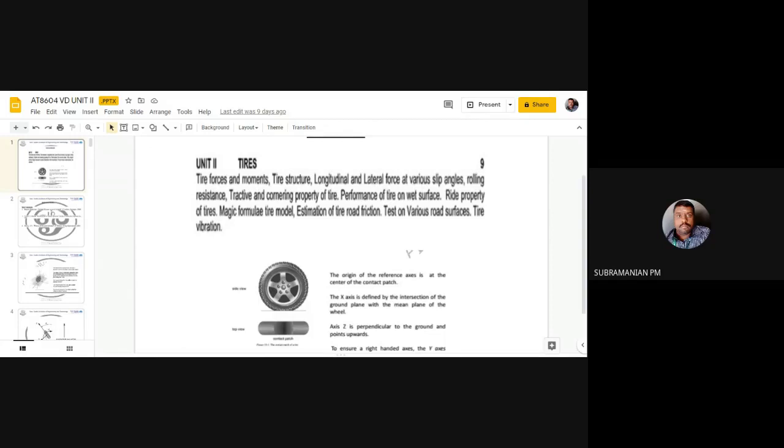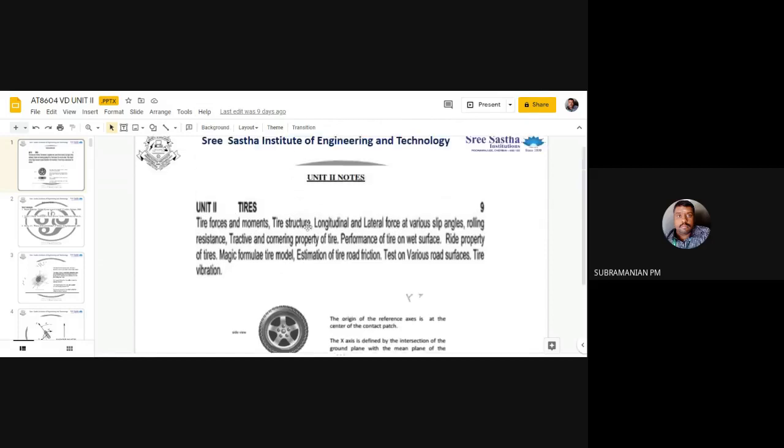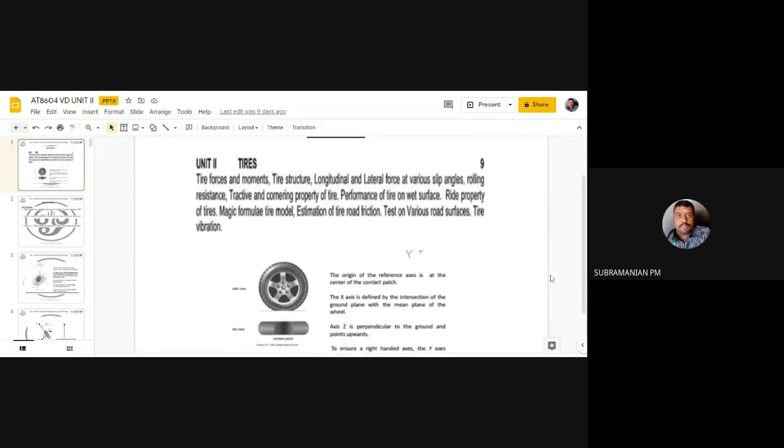Okay. So unit 2 is tires. That is in vehicle dynamics. We are going to study about tires. So you can see what the contents in this unit are. That is, you'll be studying about forces and moments acting on the tire, and you'll be studying about tire structure, cross ply, then radial ply, like that.